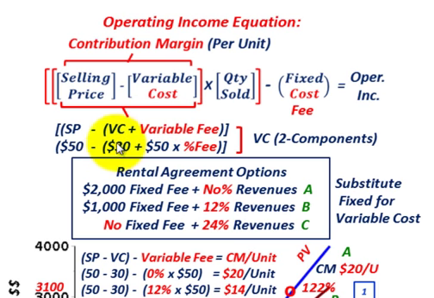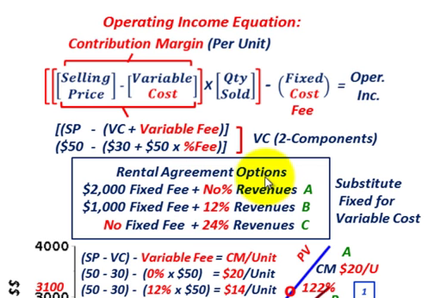For all three options, our variable cost is going to be $30. The fixed portion of the variable cost is $30, but then that variable fee is going to be based on our selling price on a per unit basis. The selling price is $50 per unit times that percent of fee that we have to pay in revenues. That's on a per unit basis. Okay, so that's the formula that we're working with.